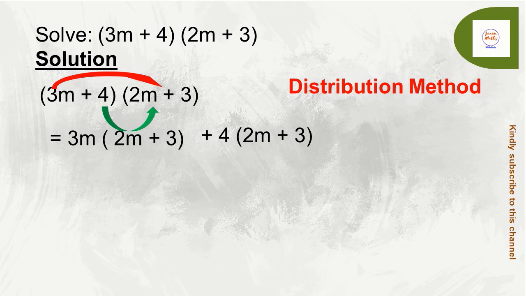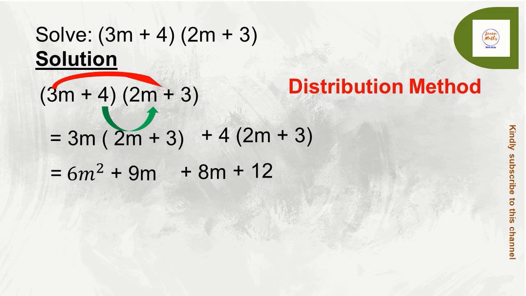So the next thing is to use the previous method, and that is why I revised the first 2 examples that we did. Just expand the bracket simply like we've been doing before to have 6m squared, that is 3m times 2m. Then we have 3m times 3, which will give us 9m, plus 4 times 2m, which will give us 8m, and plus 4 times 3, which will give us 12.